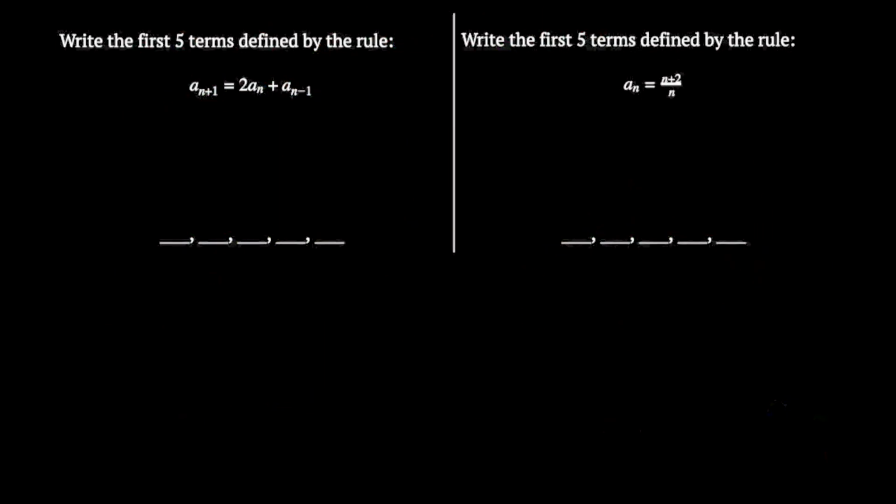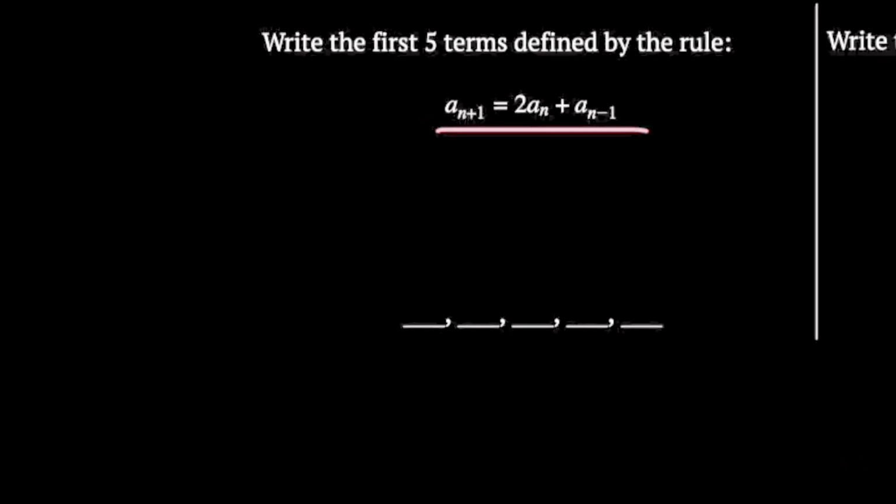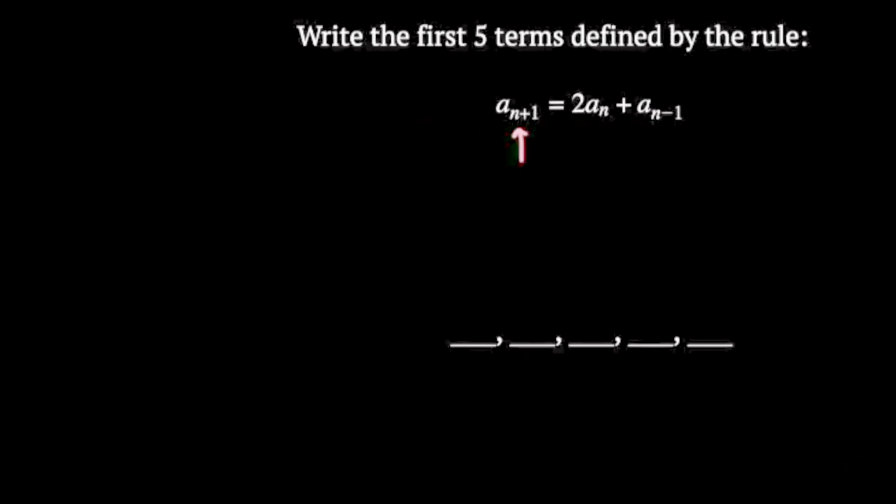So let's look at 2 more examples. Here we have another recursive rule. It says a sub n plus 1, so that's the next term. In order to get the next term, you have to take the current term, multiply it by 2, and then add a sub n minus 1. Well, if n plus 1 means the next term, n minus 1 means the previous term.